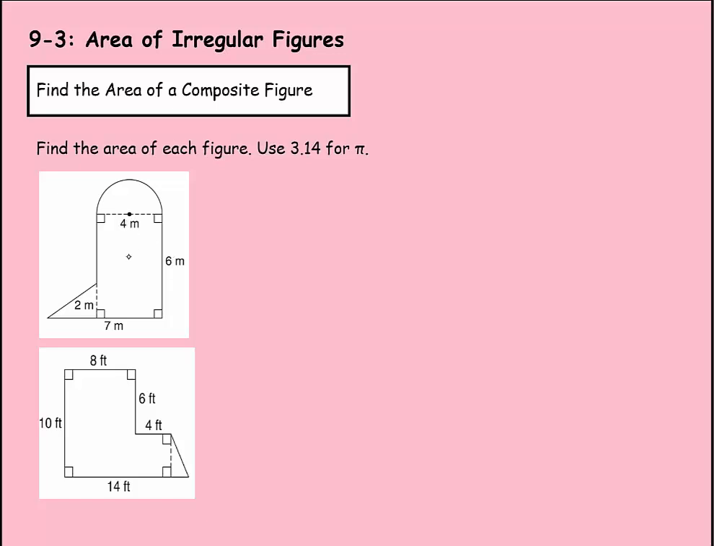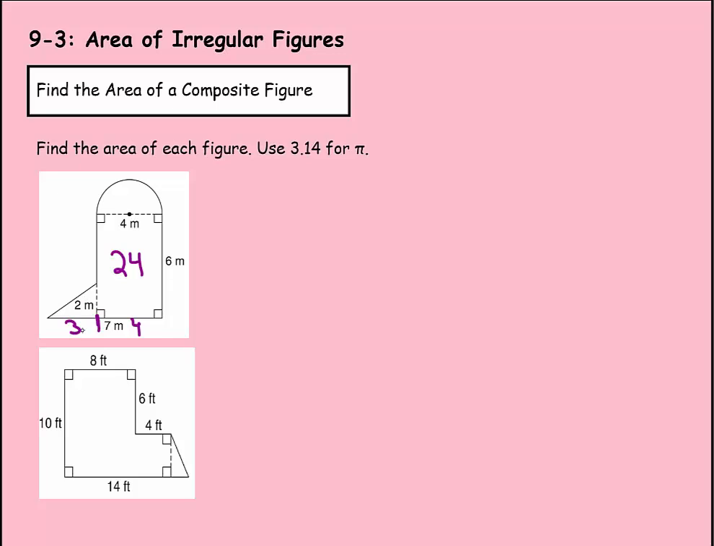Length times width is 24. So this rectangle here is 24. Now let's find the area of this triangle. I see that this measure of the triangle is 2 meters, but this one it doesn't tell me. Well, it tells me this whole length is 7, and this on top is 4. So if this part is 4, and this whole thing is 7, what would this be to make the whole thing 7? Well, that would be 3 then. 3 plus 4 is 7.